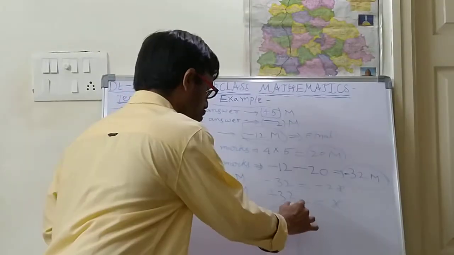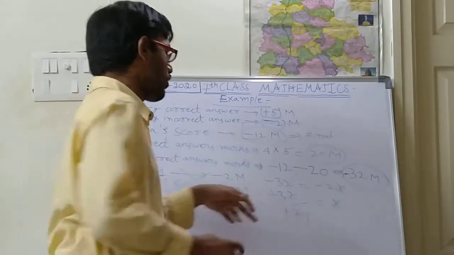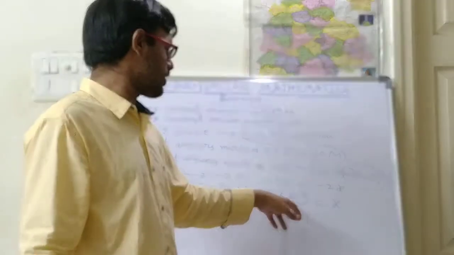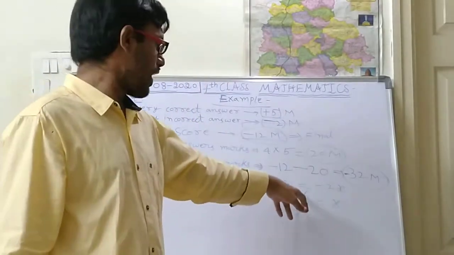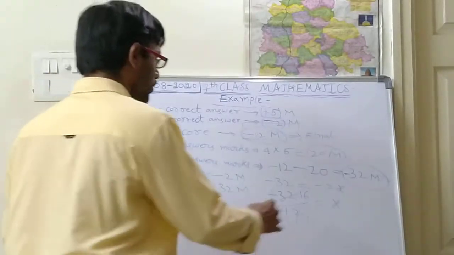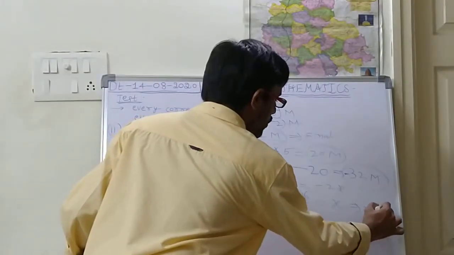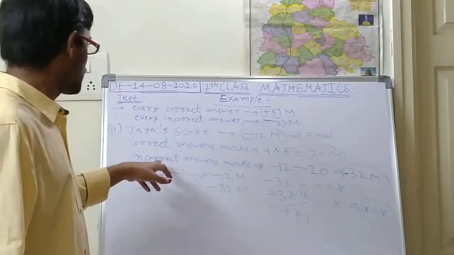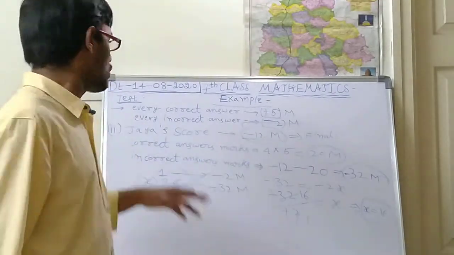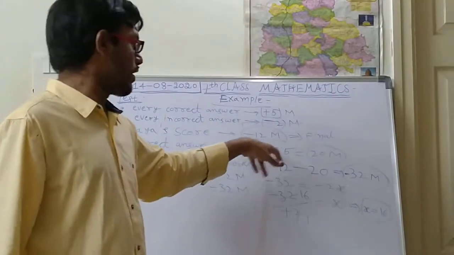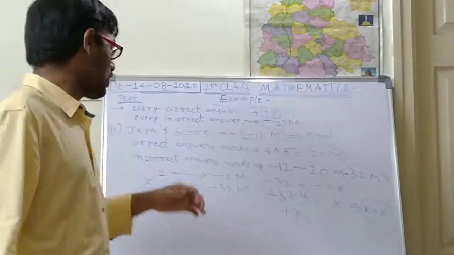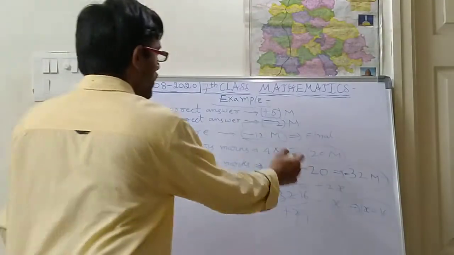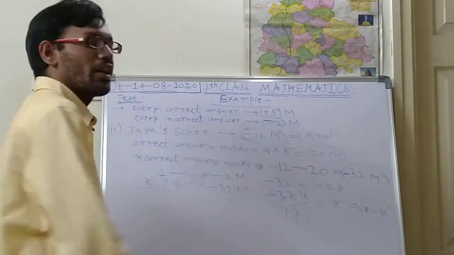Now 2 ones in the 2 table, when will it go? 2 16s are 32. If you know the tables of 16, you will get it directly. So 16 twos are 32. So what is x? Finally x is equal to 16. X equals 16 is the number of incorrect answers. So she wrote 4 correct answers but 16 incorrect answers. Instead of correct answers, incorrect answers are more. That's why she got a final score in negative marks.